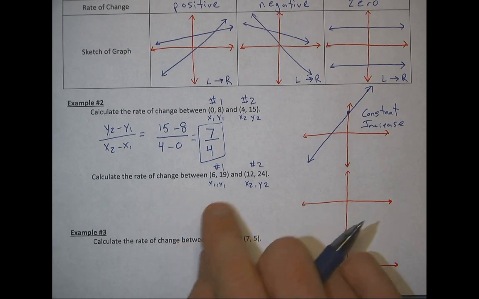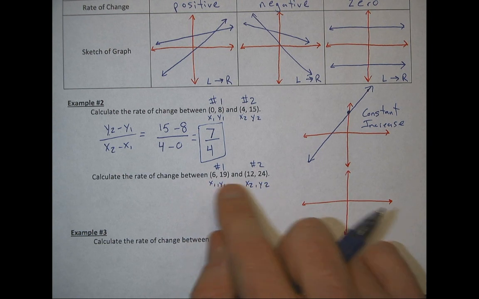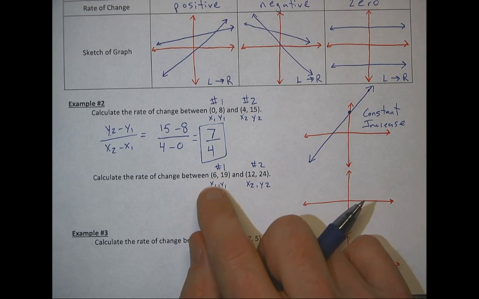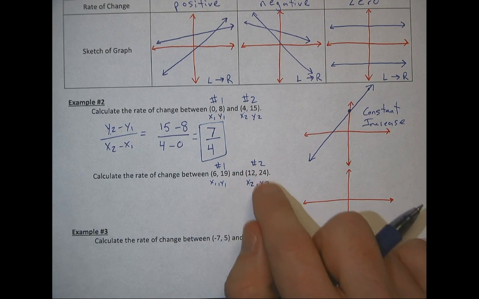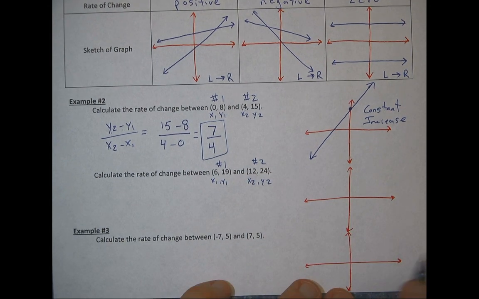All right, so back to example number 2. We want to find the rate of change between these 2 points, point 1, point 2. So this is our x1 and our y1 and our x2 and our y2. Let's think about what these would look like on a graph.